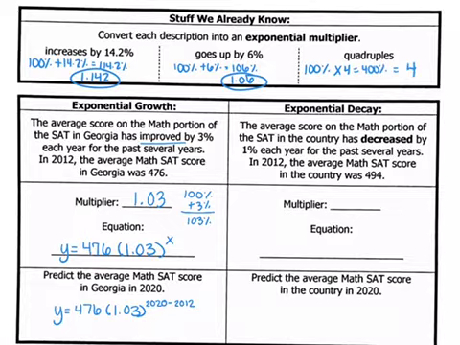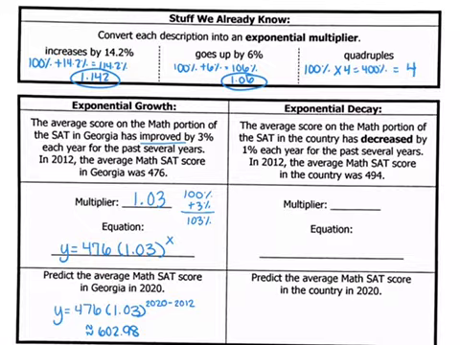1.03 to the 8th power will end up giving us about 1.267. I'm actually going to wait to round this after I finish the final calculation. So without clearing out the screen, I'm going to go ahead and now multiply that by 476. And my answer for this one is going to end up being about 602.98. I'm just going to cut it off there.